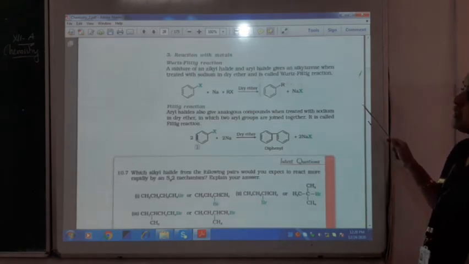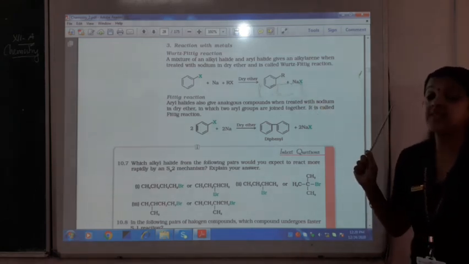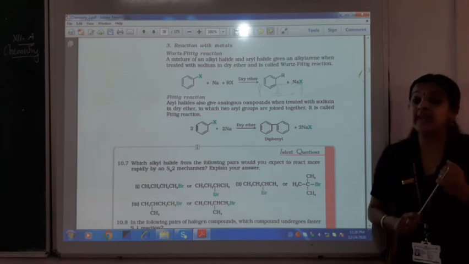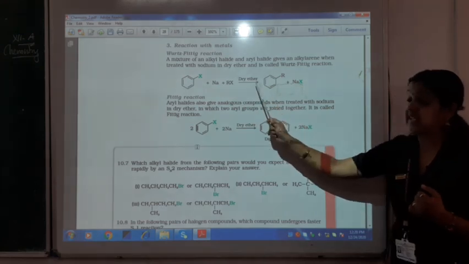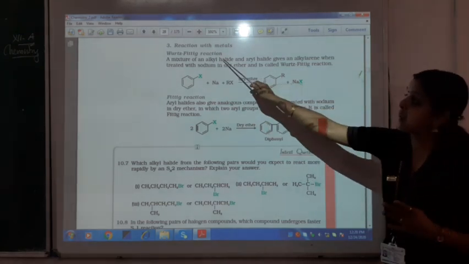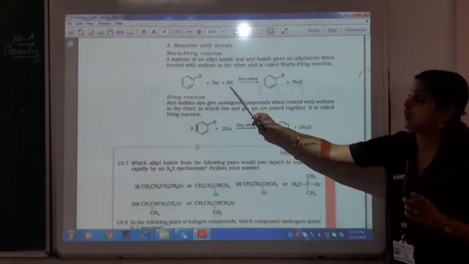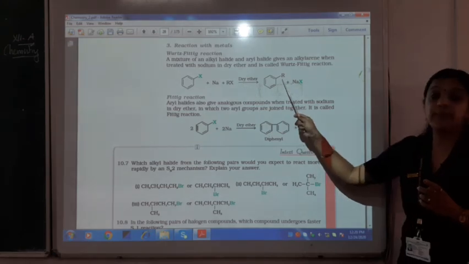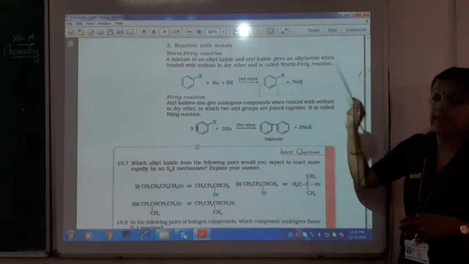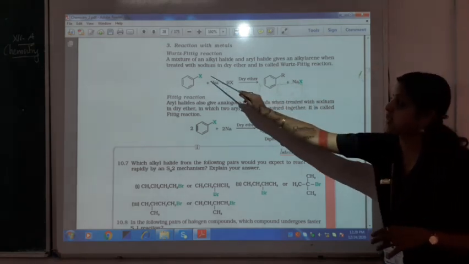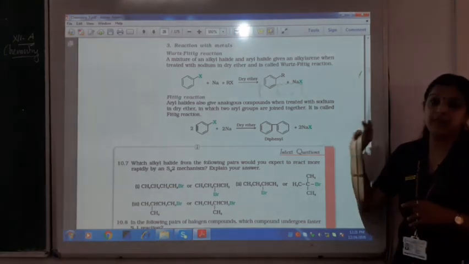Now the last one we have is reaction with metals, two important reactions. You remember children, Wurtz reaction, which we learned to make aliphatic hydrocarbons. Here the same haloarenes will be used with an alkyl halide. Again you remember, a mixture of alkyl halide and sodium in the presence of dry ether. So what happens here is that instead of an aliphatic hydrocarbon, you get an aromatic hydrocarbon. R comes and attacks and NaX is removed. This reaction we call the Wurtz-Fittig reaction.